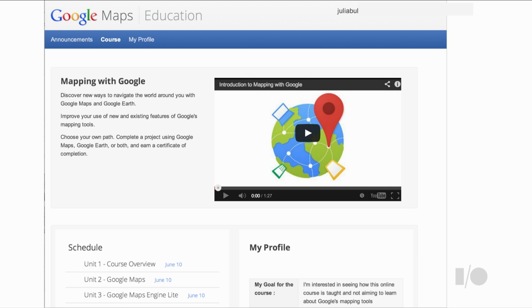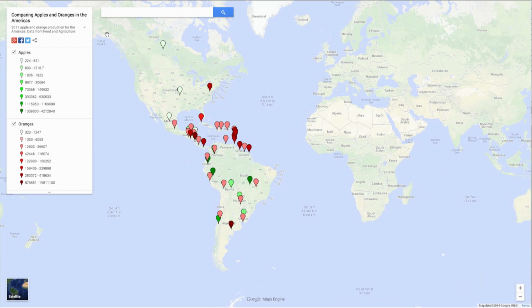In our next course, Mapping with Google, we had students complete a final project, which was to create their own map using Maps Engine Lite to tell the story of some geographical data. Here's an example that compares apple and orange production in the Americas. Students were asked to come up with their own data set, or we gave them some provided data sets. They had to style the points in some way that told a story.